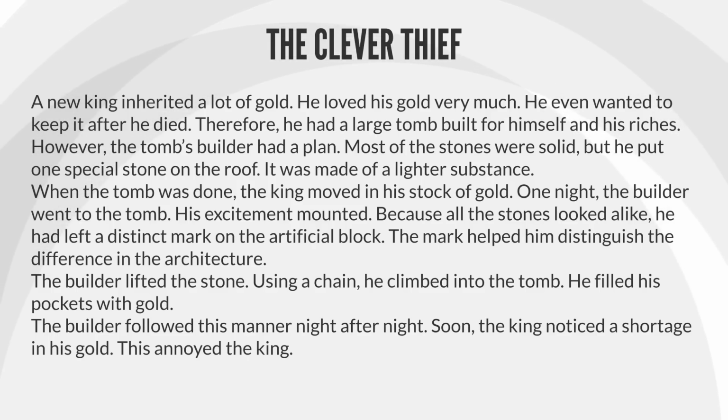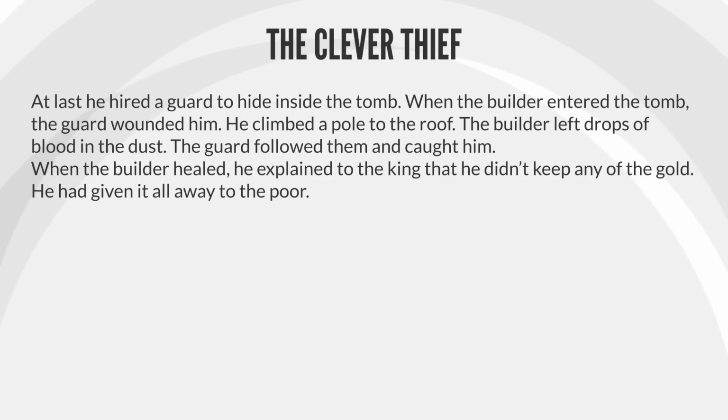The builder followed this manner night after night. Soon, the king noticed a shortage in his gold. This annoyed the king. At last he hired a guard to hide inside the tomb. When the builder entered the tomb, the guard wounded him. He climbed a pole to the roof. The builder left drops of blood in the dust. The guard followed them and caught him. When the builder healed, he explained to the king that he didn't keep any of the gold. He had given it all away to the poor.